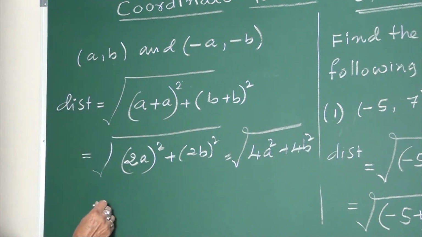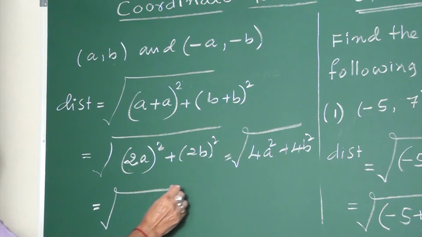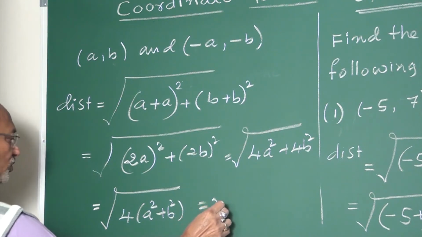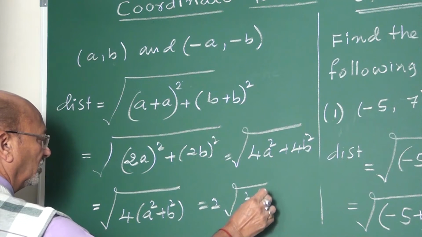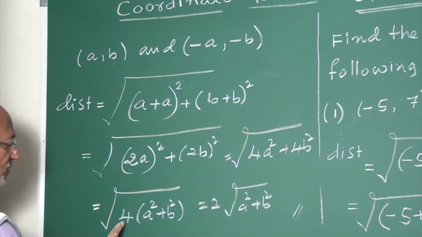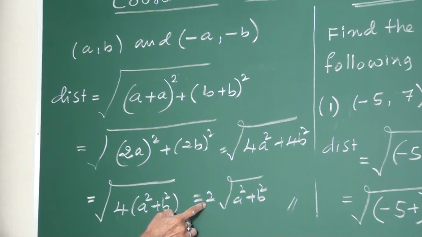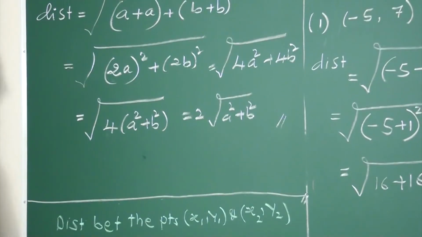Yes. Simplify, 4 is common. Square root of 4 times A square plus B square. What is it? 2 into the square root of A square plus B square. Tell my friends, the square root of 4 is 2. So it is 2 into root A square plus B square.